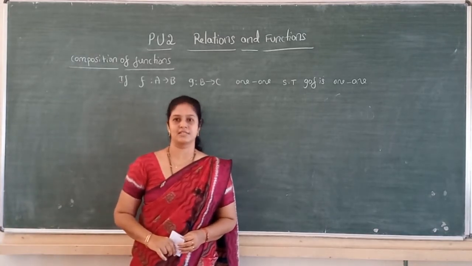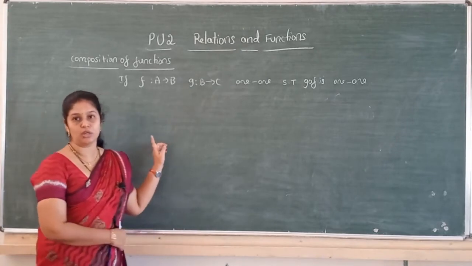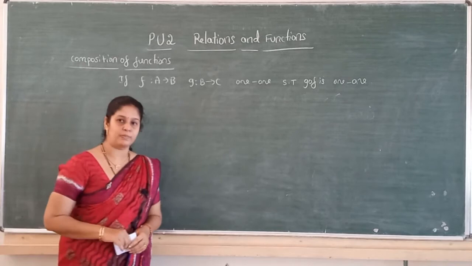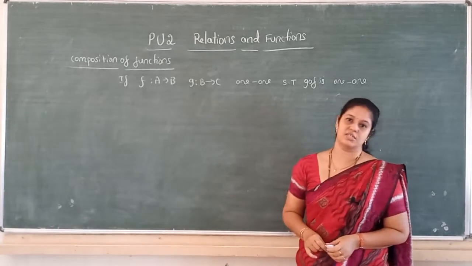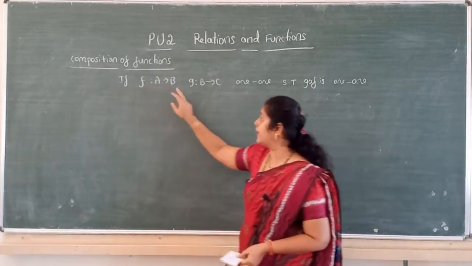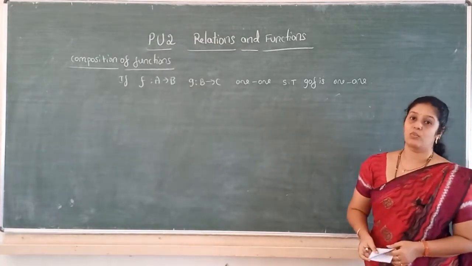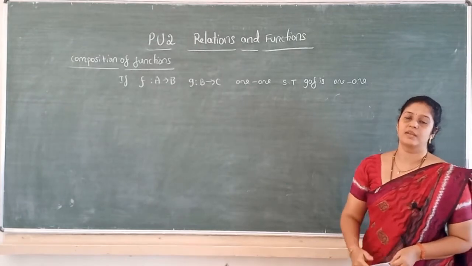In previous classes, we discussed composition of two or more functions, and we have seen some important problems about composition of two functions. Now let us see: if f from A to B and g from B to C are 1-1, show that g of f is 1-1.